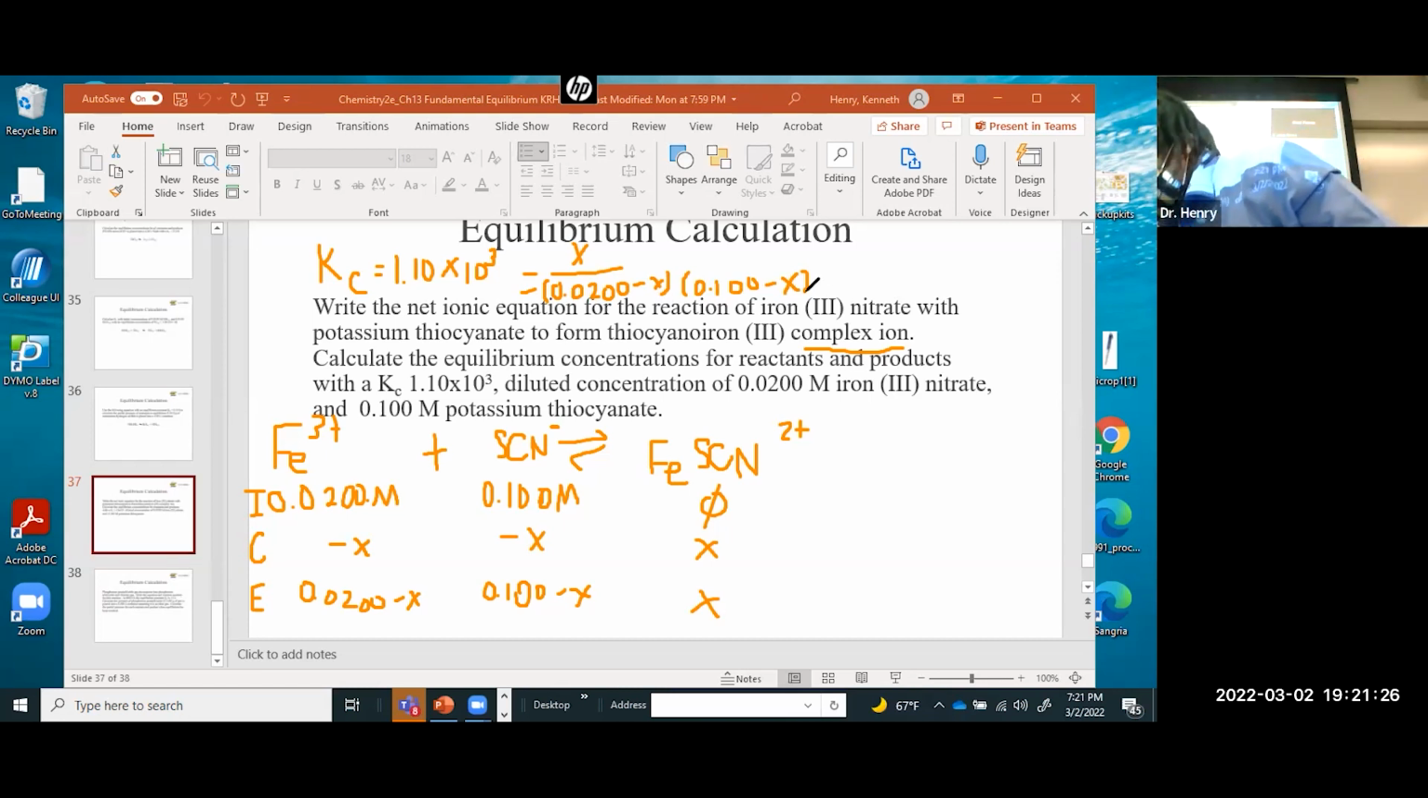Okay, so what can we assume? What's the assumption we're going to make? The 5% rule. So if we make the 5% rule, we can neglect this and we can neglect that. So then Kc is going to equal, it's not looking good though, 1.10 times 10 to the third.